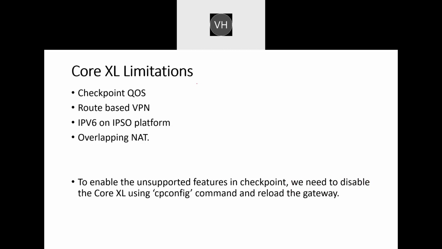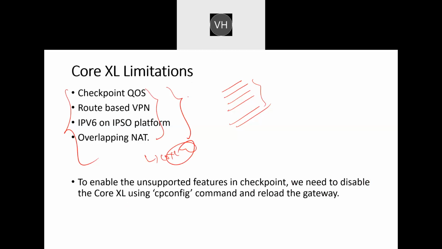CoreXL is nothing but dividing the CPU cores into multiple streams, but there are some dependencies. If we are using certain unsupported features in the firewall, CoreXL won't be applicable. If our firewall needs to support these features, then CoreXL is not possible. Got it? Those are the limitations of CoreXL.